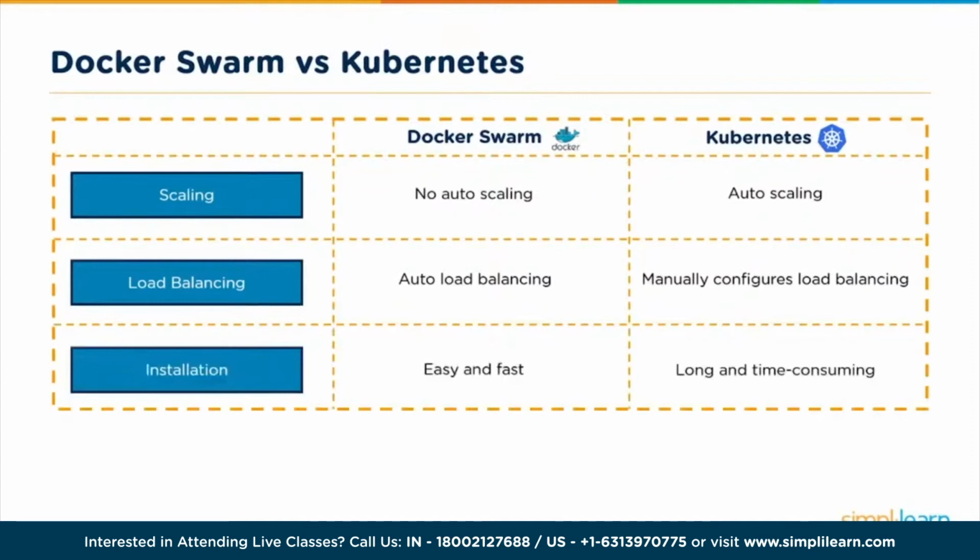The installation for Docker Swarm is really fast and easy. You can be up and running within minutes. Kubernetes takes a little more time and is a little more complicated. Eventually you'll get there, it's not like it's going to take you days and weeks, but when you compare the two, Docker Swarm is much easier to get up and running.